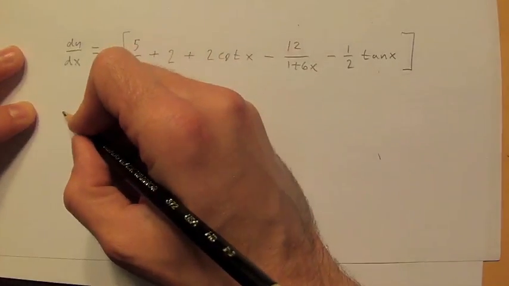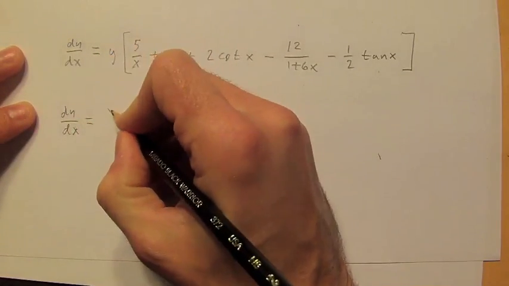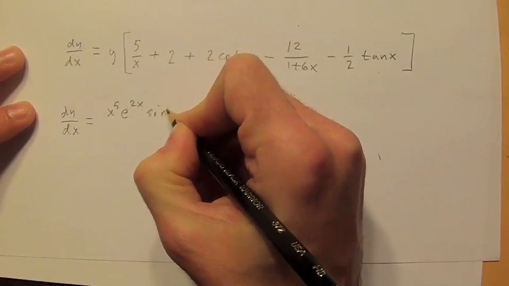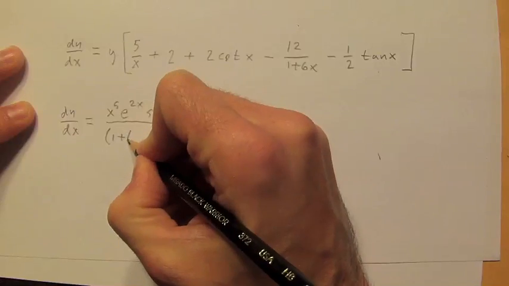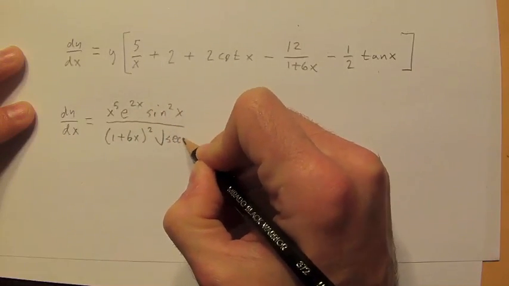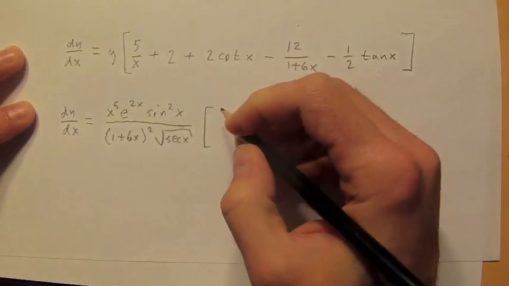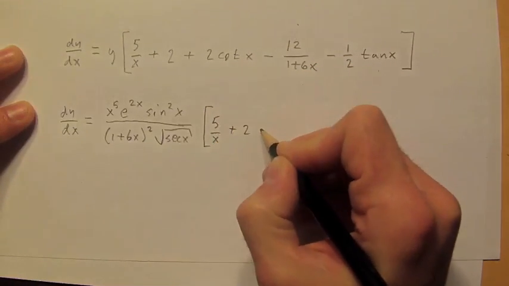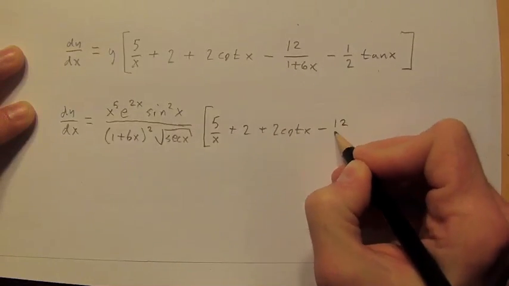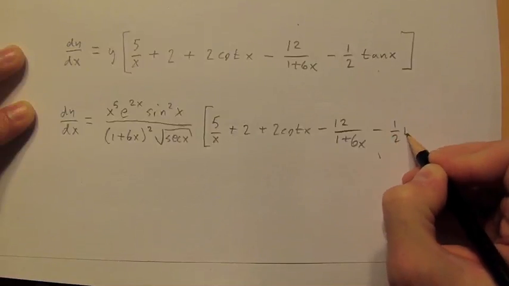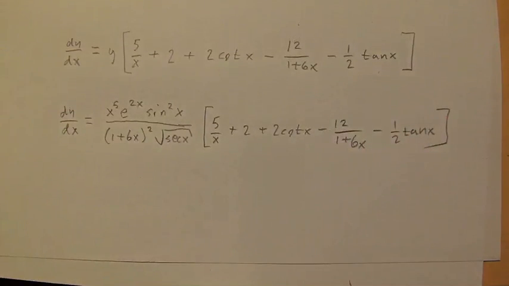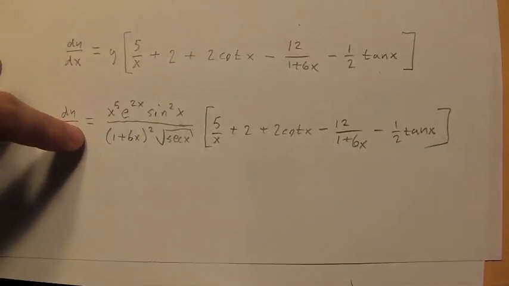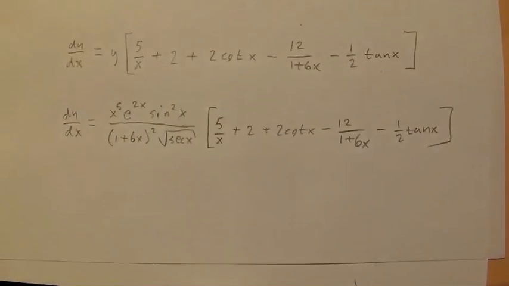Okay, so the derivative dy over dx will be x to the 5th e to the 2x sine squared x over 1 plus 6x squared times the square root of secant x, and then times this thing, 5 over x plus 2 cotangent x minus 12 over 1 plus 6x minus 1/2 tangent of x. And there we go. Okay. Yeah, it's kind of a complicated process. You're using implicit differentiation, but it's actually a lot better than trying to take the derivative of this thing using the quotient rule with product rules, chain rules, and all of that.